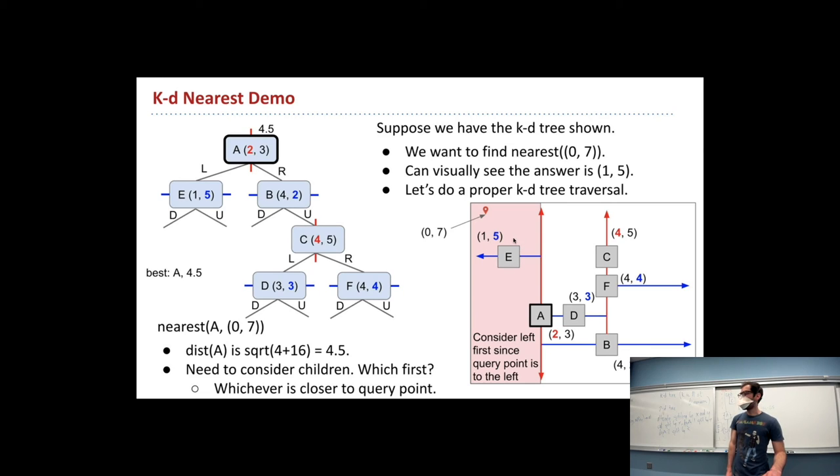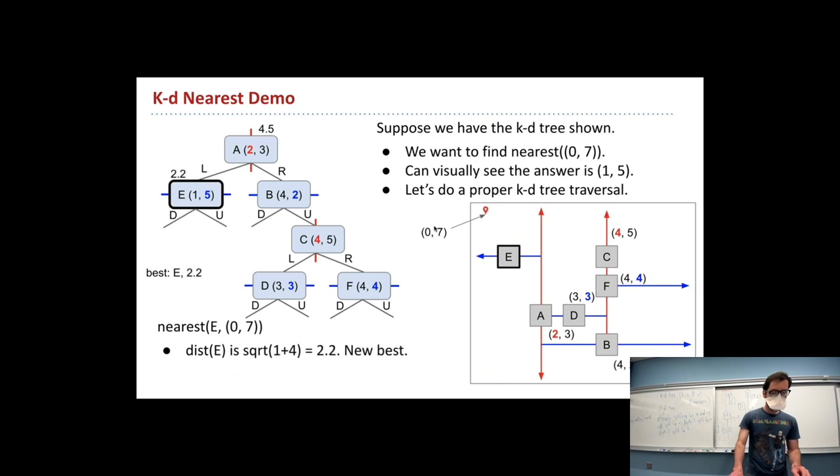It could be the case that A wouldn't have any left children, in which case the closest point could be something like right here, somewhere on the right side of A. But if there are left children, that's a good place to look first, because that's where our point's located. So we look at E. It's 2.2. That's our new best.